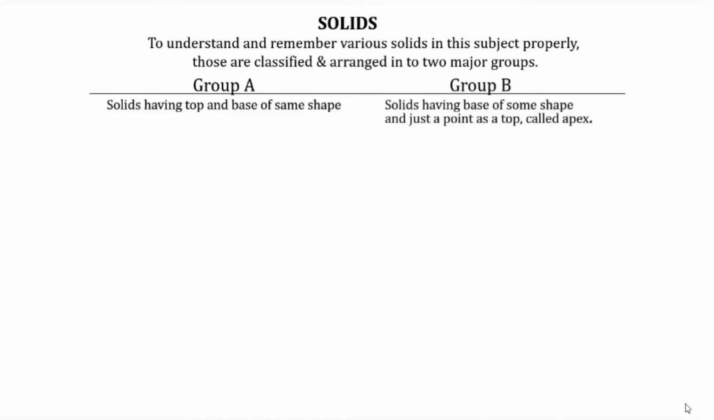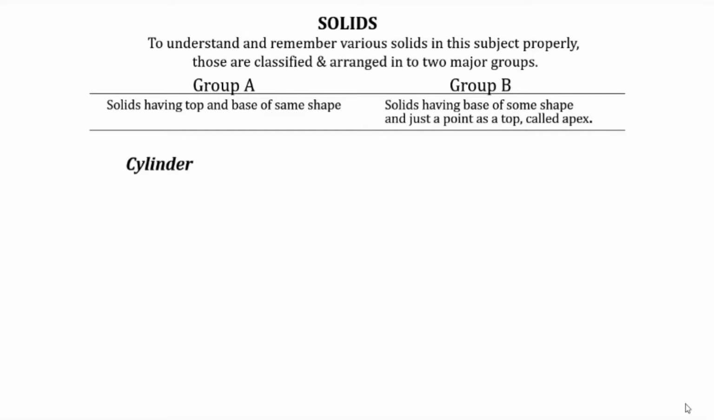The second group is solids having a base of some shape and just a point as the top. That point is known as the apex. So in this type of solid, the base will have some shape, and the top will be only a single point. Let's see some examples.